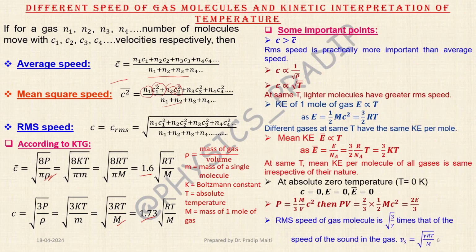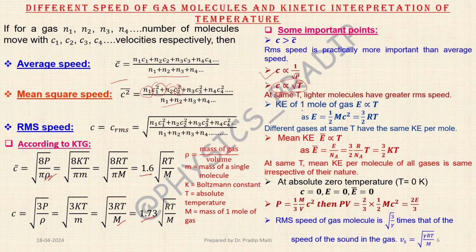Here are some important points. The first point says that the RMS speed is greater than the average speed. Also, RMS speed is practically more important than the average speed. Point 2 says that RMS speed is proportional to 1 upon root over rho, that is, RMS speed is inversely proportional to the square root of the density of the gas, and RMS speed is directly proportional to the square root of the temperature. So at the same temperature T, lighter molecules have greater RMS speed as lighter molecules have lower density.